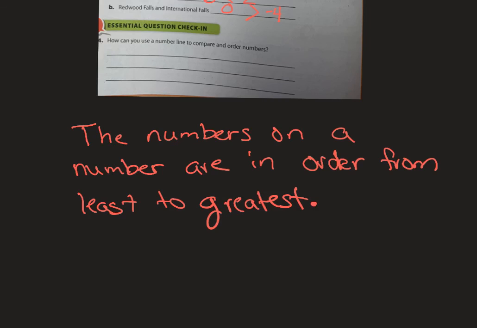But why does it say numbers on a number? Oh, the numbers on a number line. Sorry. Actually, I'll erase it. It'll look better. Thank you. Apparently, I can't talk and write. The numbers on it should say number line. Forgot the word line. The numbers on a number line are in order from least to greatest.